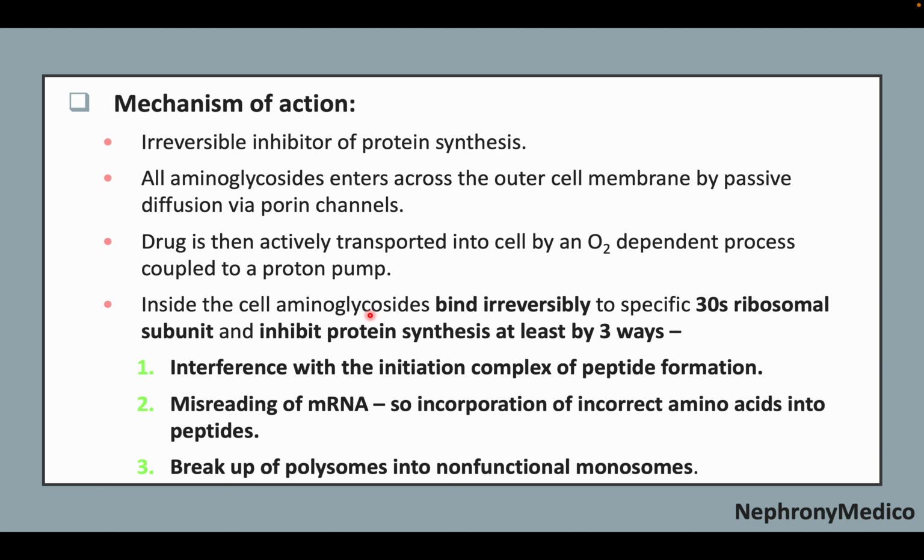Inside the cell, aminoglycosides bind irreversibly to the specific 30S ribosomal subunit and inhibit protein synthesis in at least 3 ways: either by interference with the initiation complex of peptide formation, or by misreading of the mRNA, so incorporation of incorrect amino acids into peptides occurs, or by breakup of the polysomes into non-functional monosomes.